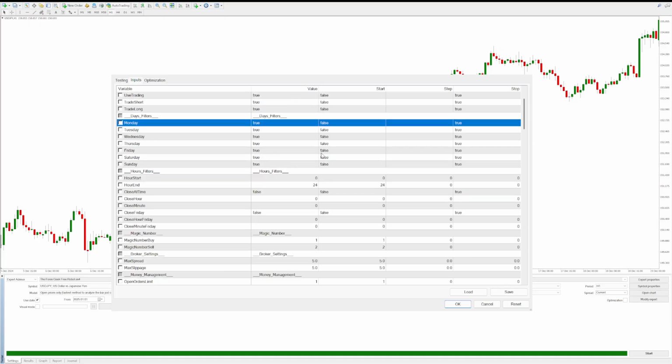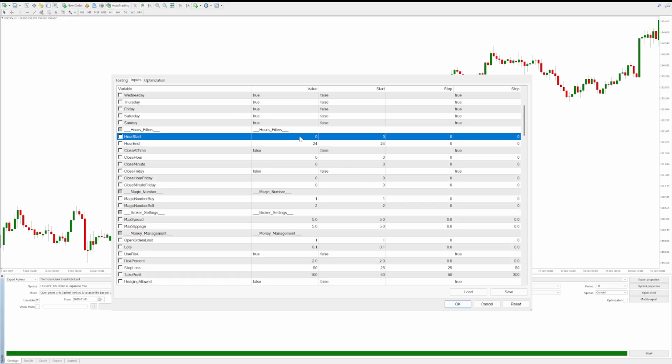Okay, so days filters, you can choose the days of the week you wish to trade. Hours filter as well. Perhaps you want to trade a particular session. Maybe the New York London overlap if you're looking for liquidity, or perhaps just the close of the New York and then the open of the Asian session if you want some more liquidity on Japanese yen.